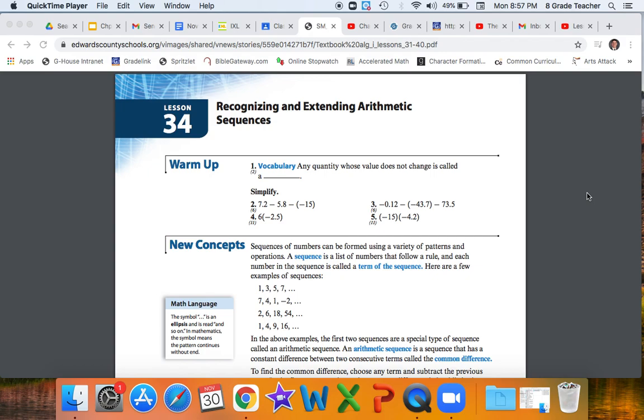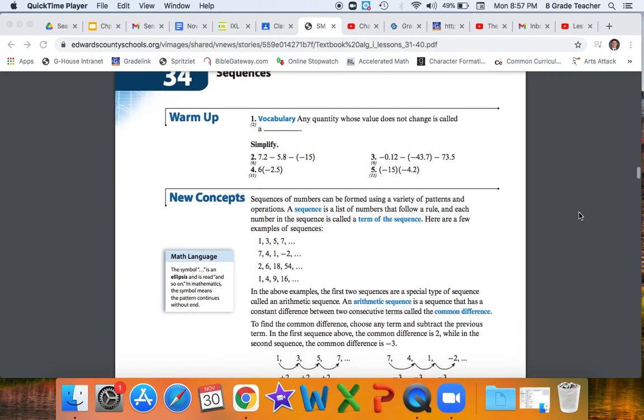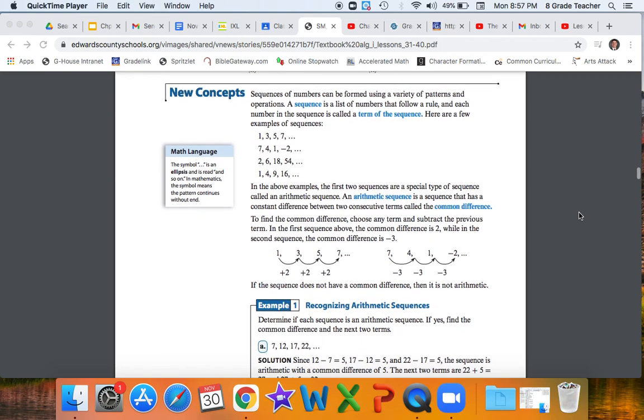Today in math class we've got lesson 34, recognizing and extending arithmetic sequences. Take a look here at our new concepts. We've got a couple definitions that are highlighted in blue. As we read through this, make sure that you keep note of those definitions because we're going to apply those in each of the different examples.